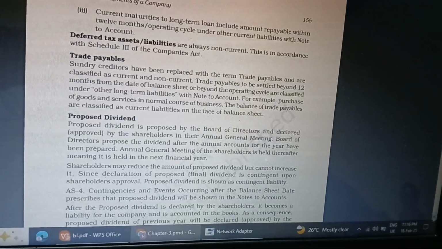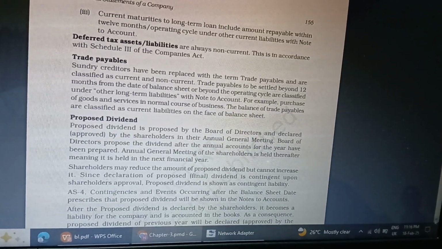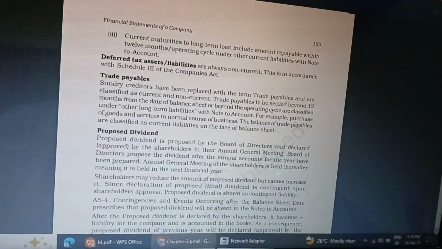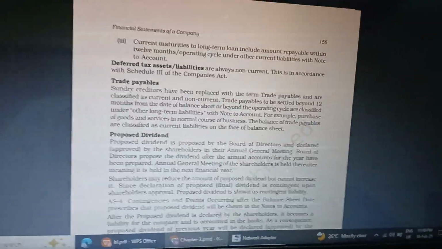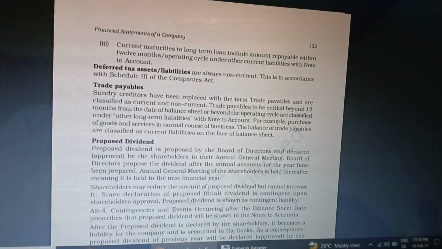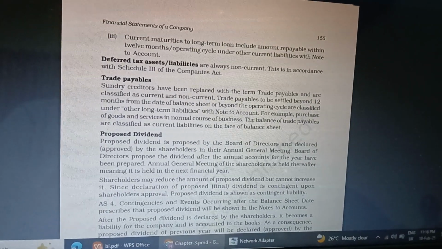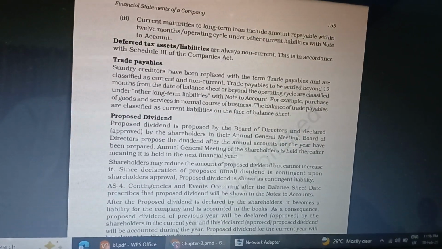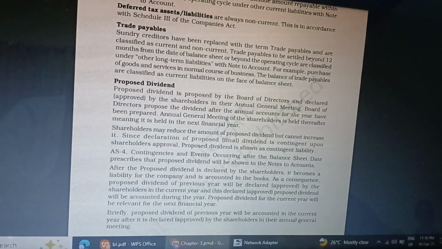So it is regarded as contingent liability. Proposed dividend is always shown as a contingent liability. According to Accounting Standard 4, contingencies and events occurring after the balance sheet date, it prescribes that proposed dividend will be shown as notes to accounts.